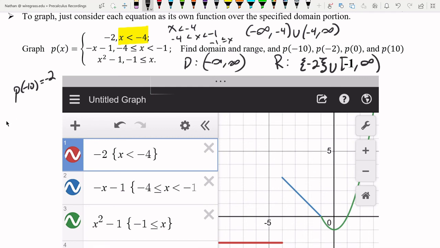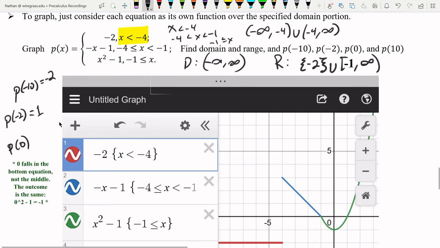What happens if you plug in -2? P of -2, -2 falls in this range here. So we're going to plug -2 into this guy. Negative of -2 is +2. 2 minus 1 is 1. P of 0. 0 falls in this range again. -0 is 0, minus 1 is -1. And finally, P of 10. 10 falls in this range here. 10 squared is 100, minus 1 is 99.